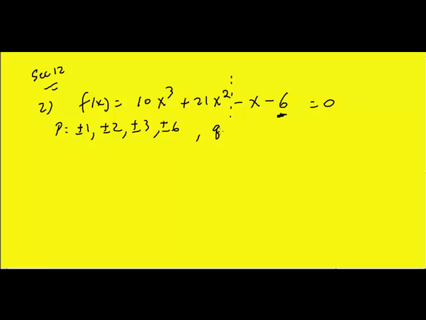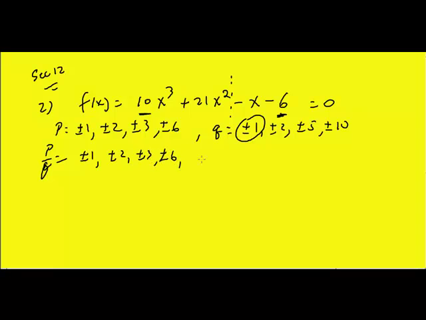My q's are factors of the leading coefficient, which would be plus or minus 1, plus or minus 2, plus or minus 5, plus or minus 10. My p over q's: I take the 1 and put it underneath all of these, which would be plus or minus 1, plus or minus 2, plus or minus 3, plus or minus 6. Then I take 2 and put it underneath all of these, which gives me plus or minus 1/2. Then 2 over 2 is 1, and 3 over 2 is plus or minus 3 over 2. And then 6 over 2 is going to give me 3.